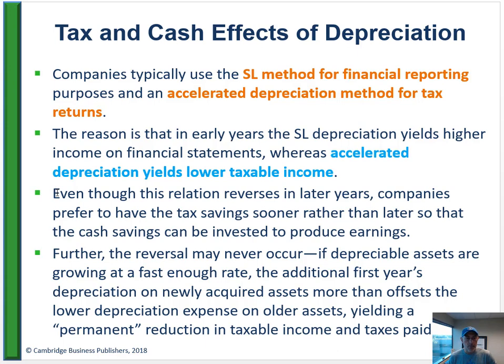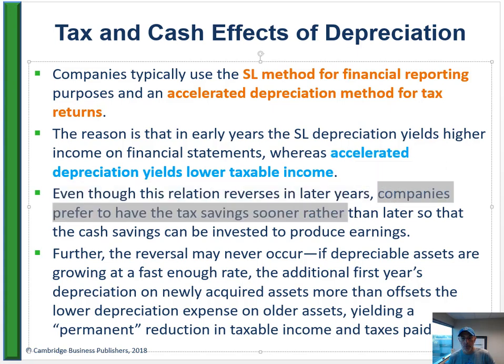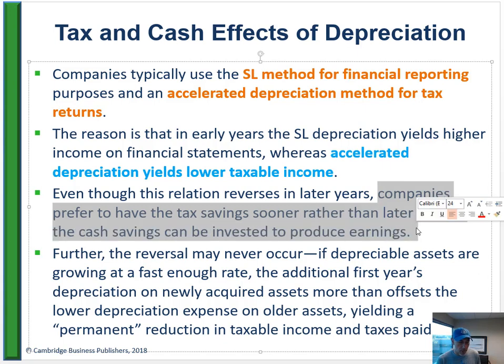This is the key point. Even though this relation reverses in later years, meaning that in later years, if we use double declining balance, the depreciation is lower than straight line, so the taxes would be higher, companies prefer to have tax savings sooner rather than later, so that the cash savings can be invested to produce earnings. Okay, I think when you go through the examples once or twice and spend just a few minutes thinking about the effects that differing depreciation methods have on the financial statements, that point becomes a little more clear.